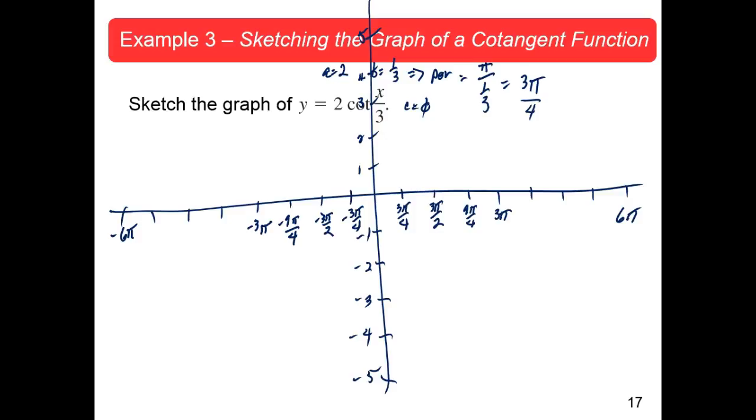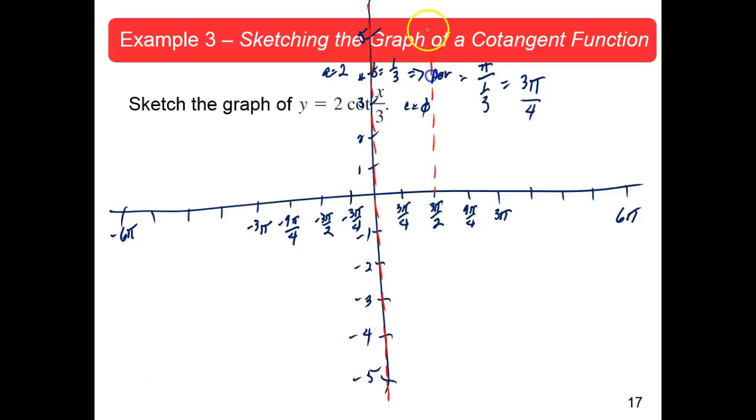We would have been saying whole pies. Now we say whole periods. So cotangent, if there's no phase shift, that first one is the y-axis. Remember that, okay? And then your period is 3 pi, remember? And half of that would be 3/2 pi.